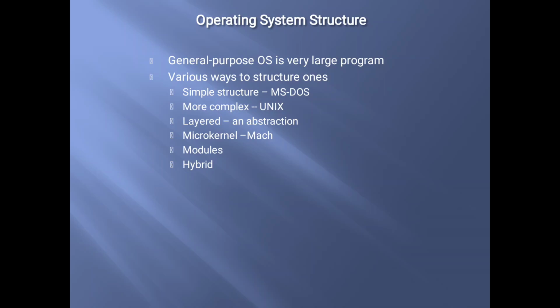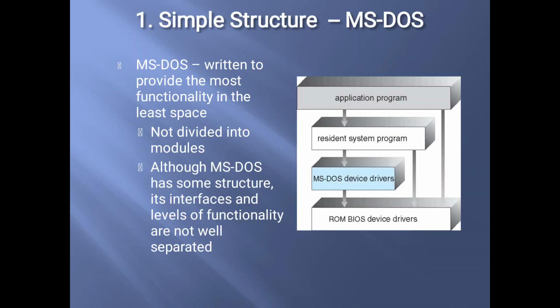The general purpose OS is a very large program, so it has various structures. The first one is simple structure, then more complex, layered structure, microkernel, modules and hybrid. An example of the simple structure is MS-DOS. MS-DOS was written to provide the most functionality in the least space, so it is not divided into modules. Although MS-DOS has some structure, its interface and levels of functionality are not well separated.